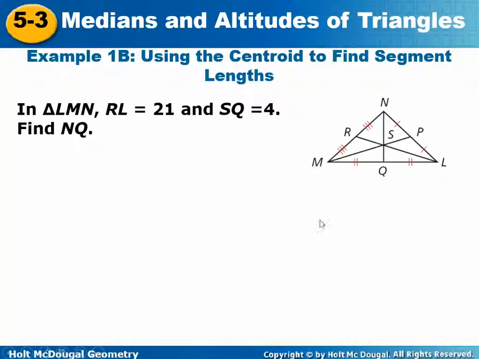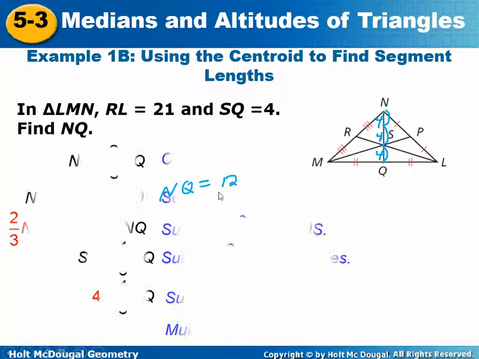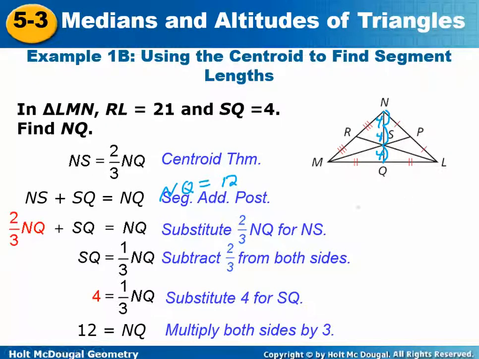All right, so maybe it has something to do with this problem. Now they want us to find NQ. They're telling us that SQ is 4. Remember that I said that the centroid will break this into 1/3 and 2/3. If this is 4, so is this, and so is this. So the whole segment NQ is going to be 4 times 3, or 12. And NQ, oh, that's what they wanted, is the whole thing. Now, they do it a different way. They do it a really long way. They find that 4 is equal to 1/3 of NQ, and then they multiply both sides by 3.